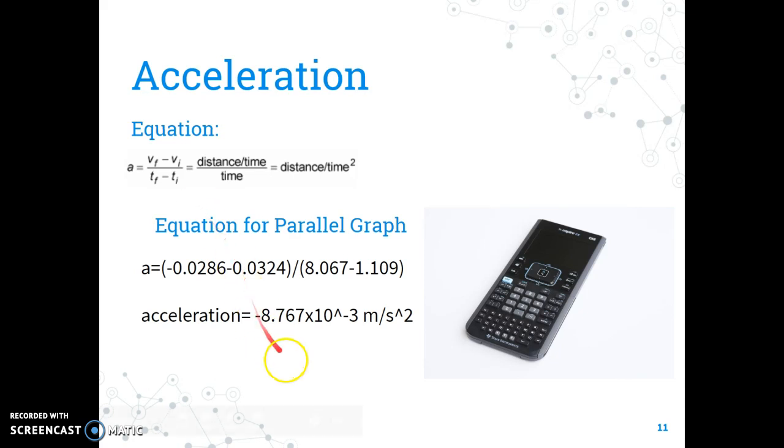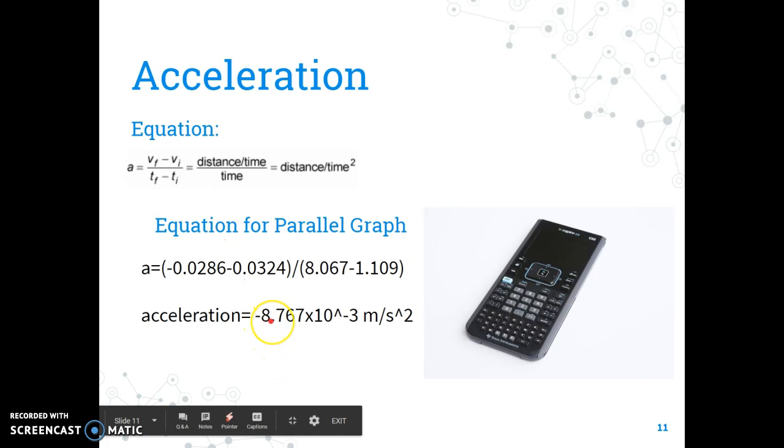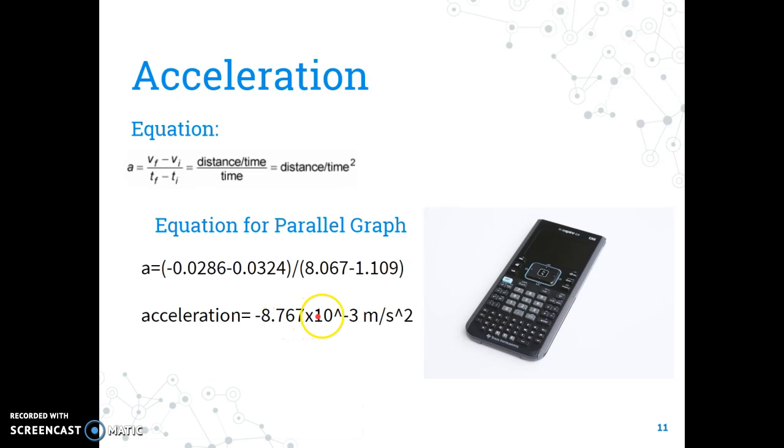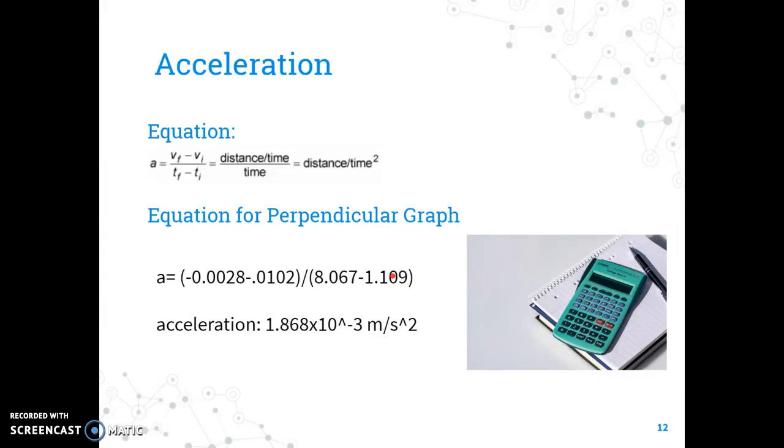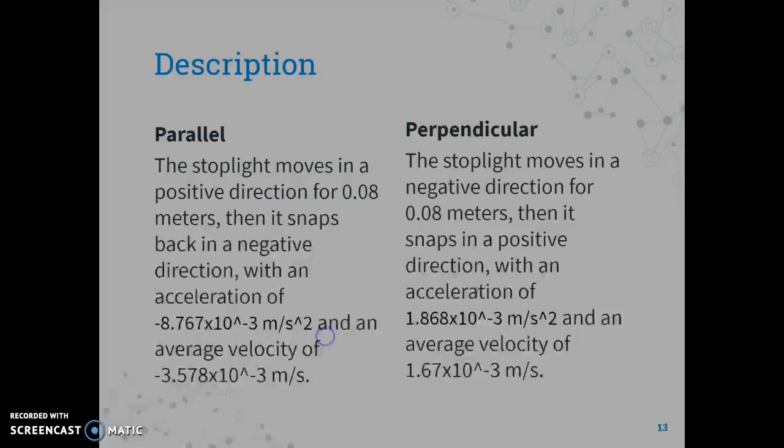And so my acceleration is negative 8.767 times 10 to the negative 3 meters per second squared. And then my acceleration for the perpendicular graph is 8.868 times 10 to the negative 3 meters per second squared.